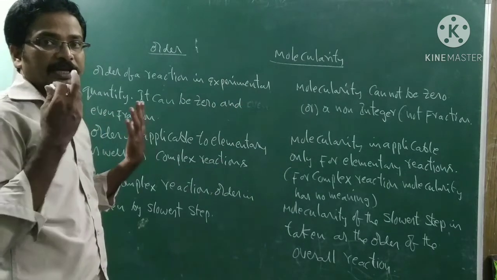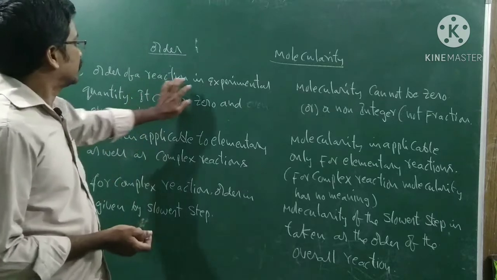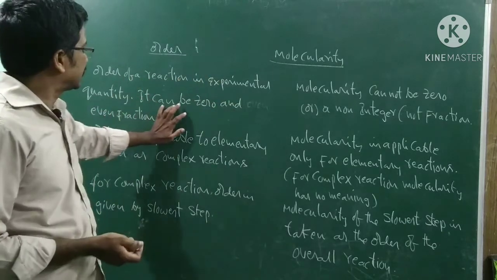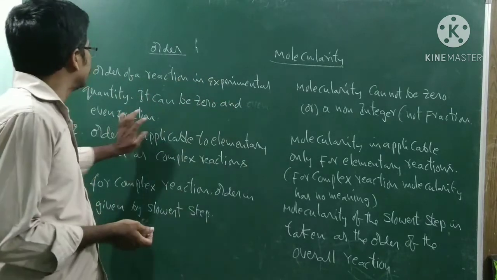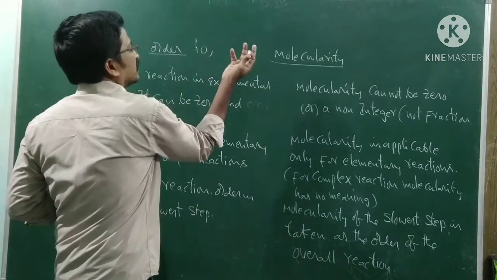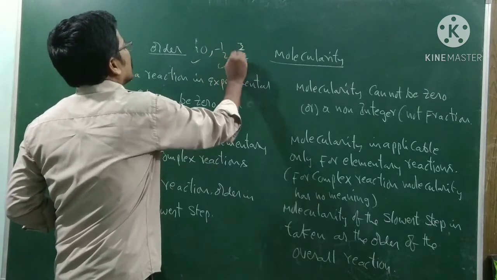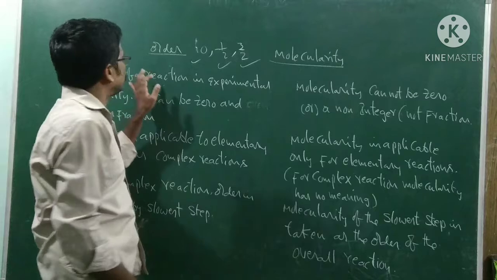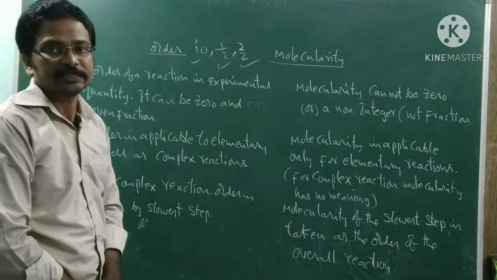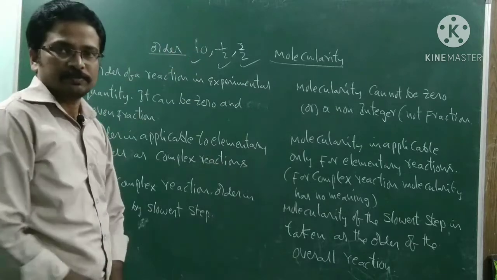The order of a reaction is experimental. It is not a theoretical one. It can be 0 and even a fraction. Zero order is possible, and fractions like 1/2 or 3/2 are also possible for order.